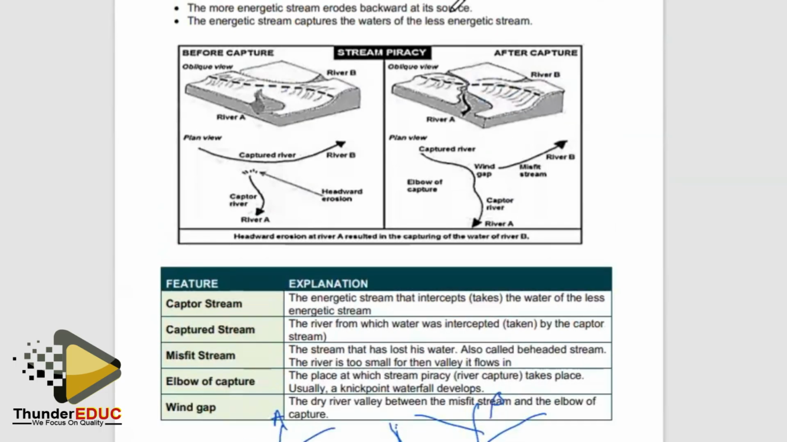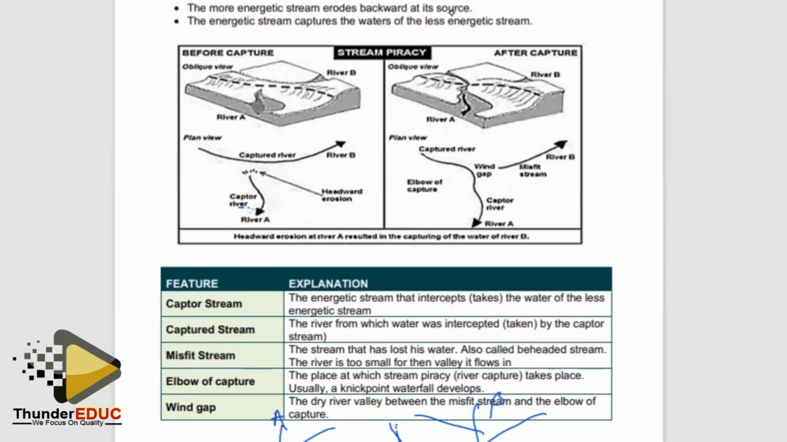We have what we call the captured stream, like what we are seeing here. Captured stream, we are looking at the stream whose water has been intercepted. Then if you check, we have headward erosion. Headward erosion is basically the erosion which is responsible for lengthening the river channel. So what does it mean here? We also have the capture stream. The capture stream is the stream which intercepts the water of a weaker stream.